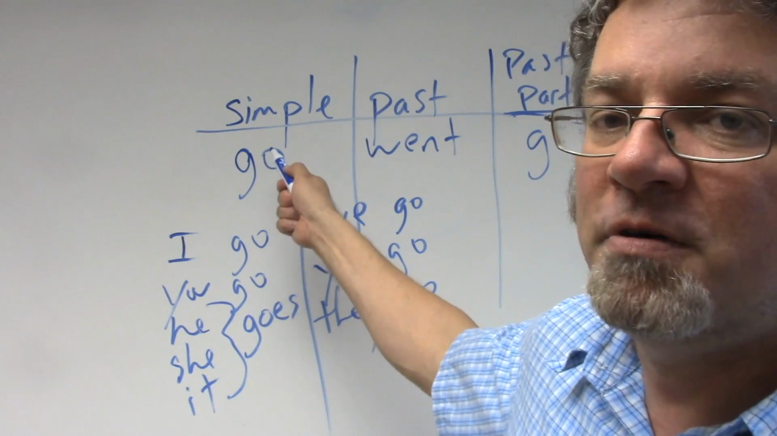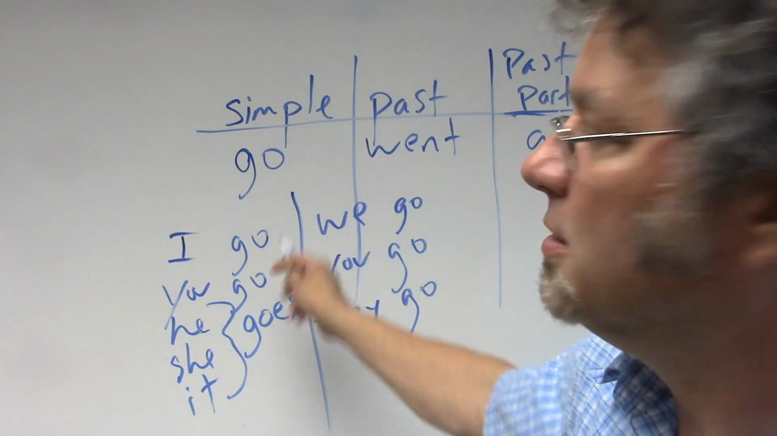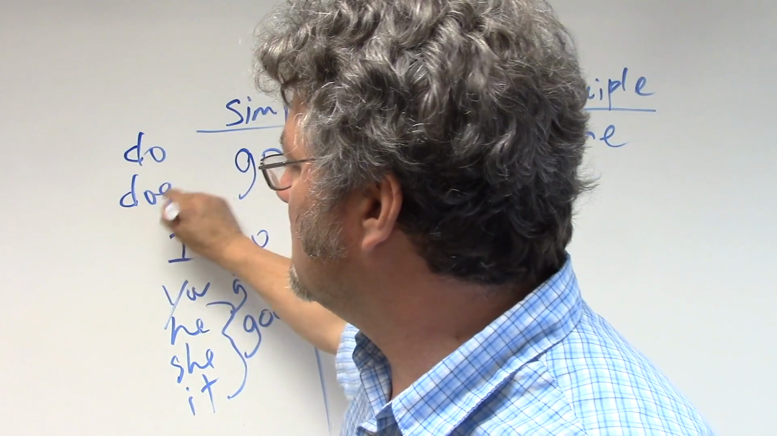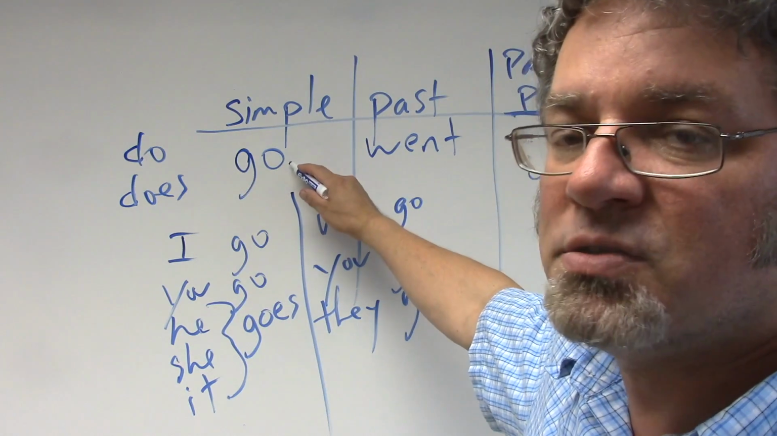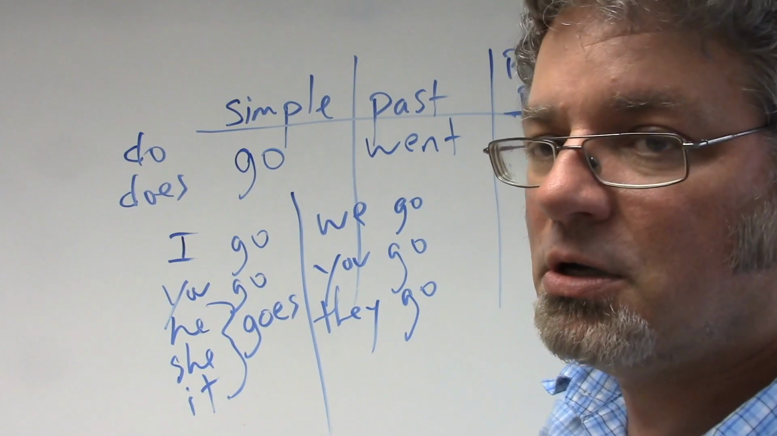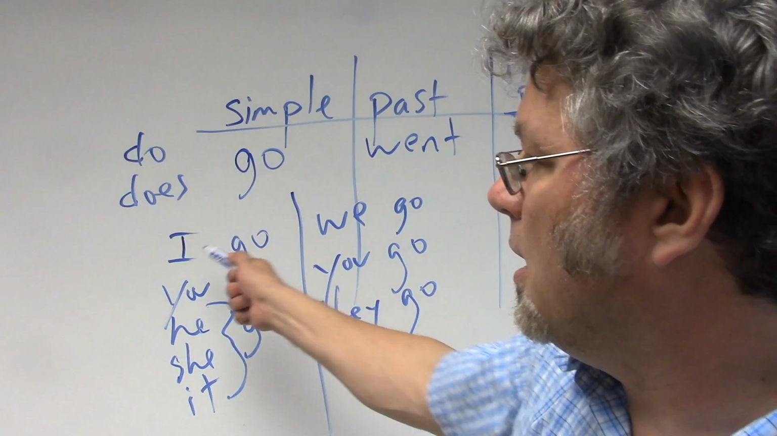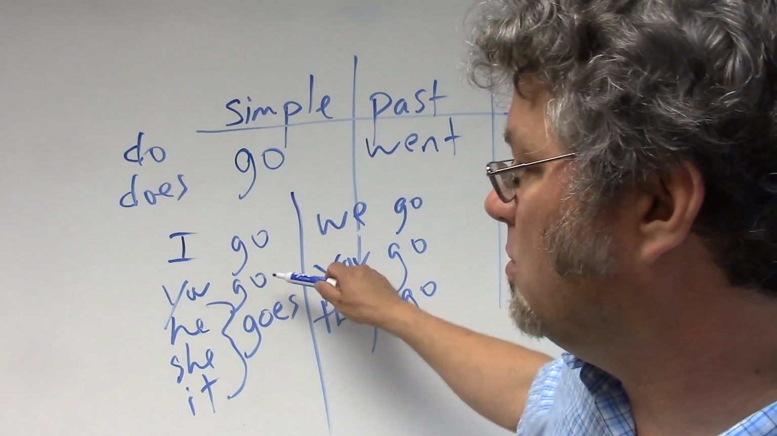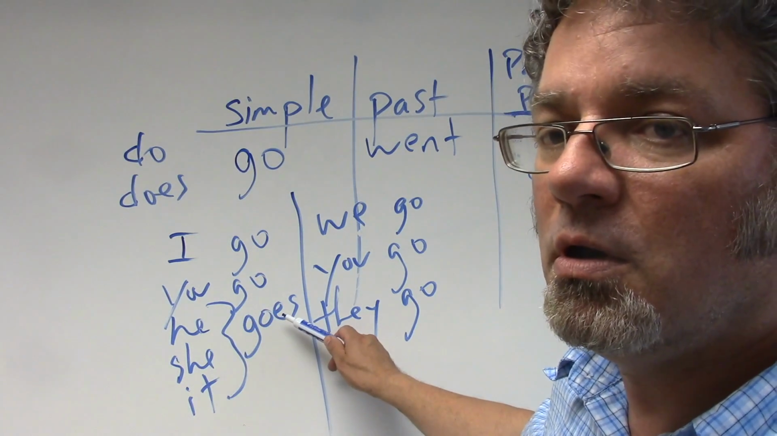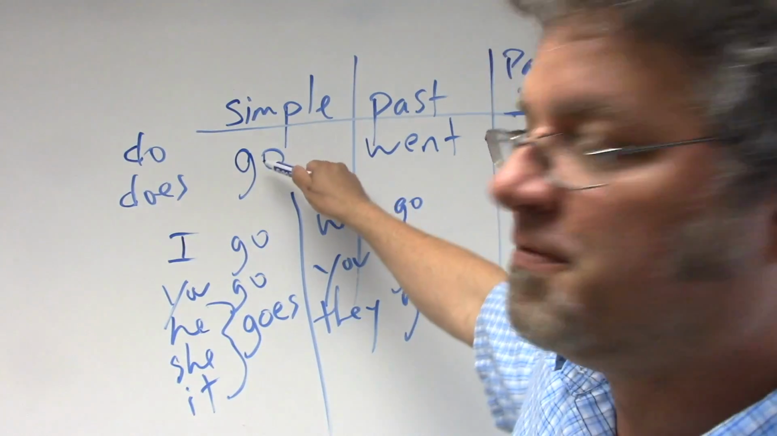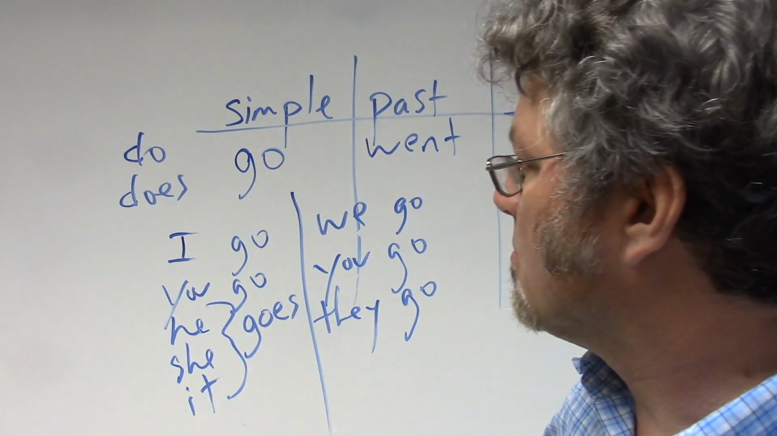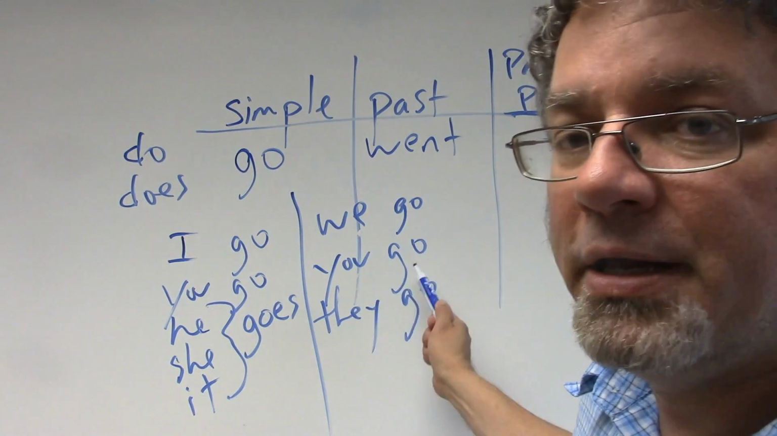Use the simple form of the verb when making a negative or question. So the helping verbs do or does are used with the simple form of the verb go when making a negative or a question. I go, I don't go. You go, you don't go. He, she, it doesn't go. You're using the simple form of the verb, so you don't add the es when you're using a helping verb. We don't go, you don't go, they don't go.